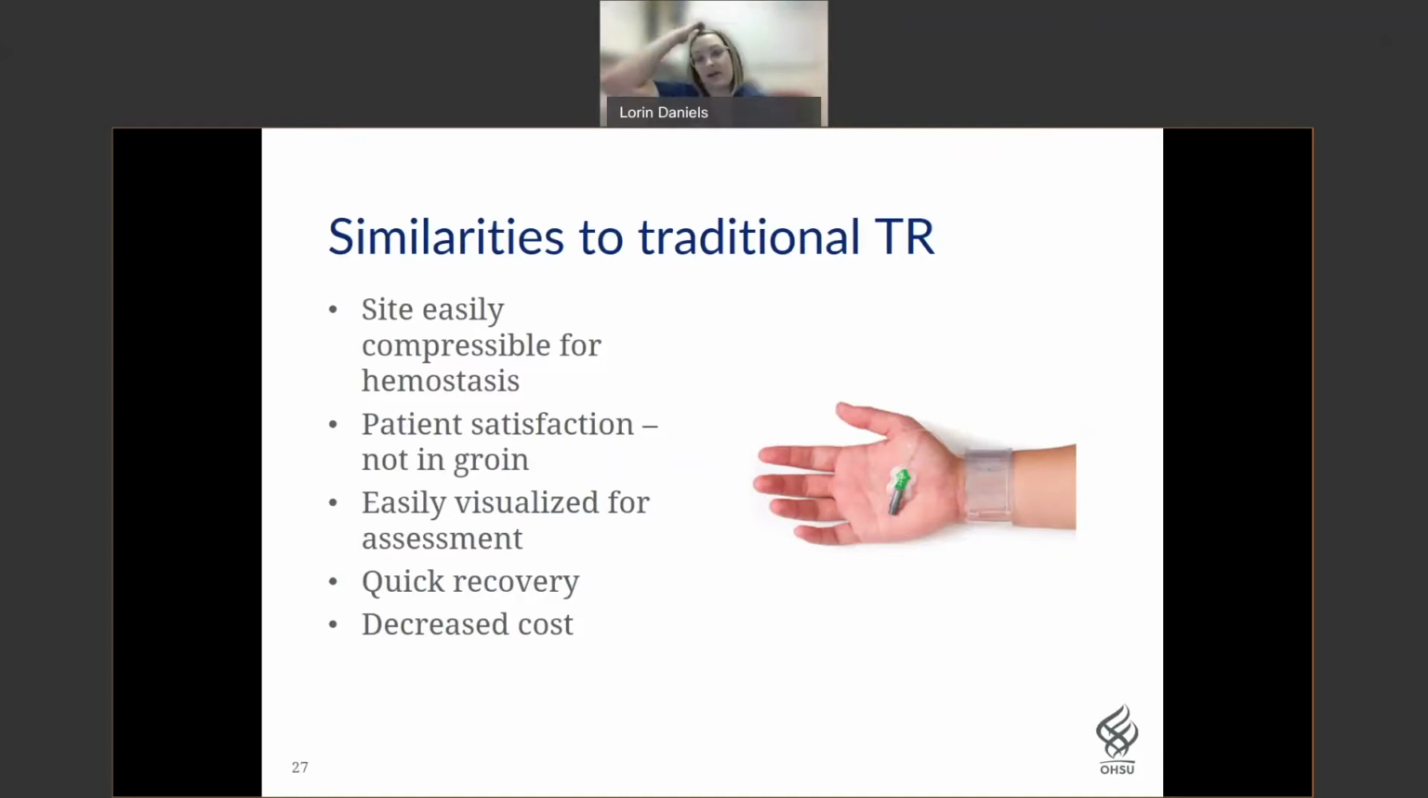So obviously, I would say most people would express a greater level of satisfaction having a poke in their wrist rather than their groin. The other thing too is that it's a lot easier to visualize. Most people have their arms out and about, but it's a little bit disruptive when we have to go in and check a patient's groin every 15 minutes during the initial recovery phase. Patients who have a poke in their wrist tend to recover a lot quicker. There is also a potential for decreased radiation exposure and decreased cost. So overall, regardless of distal or traditional TR approach, it's a great option.